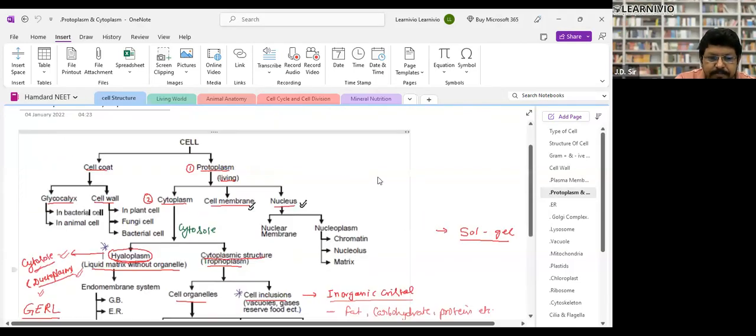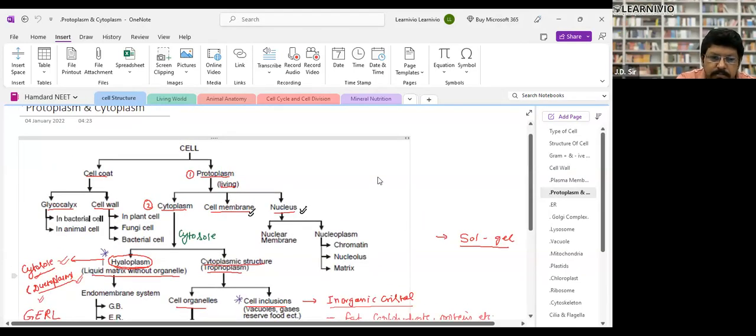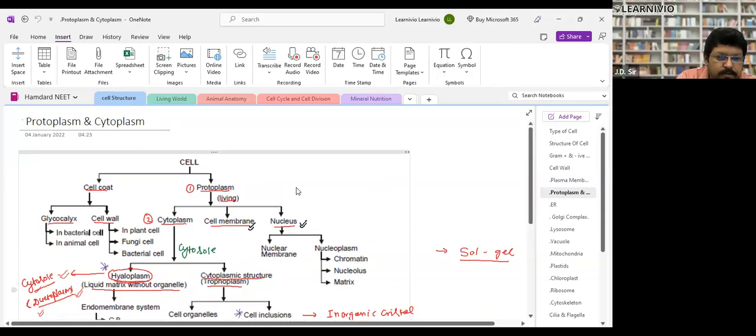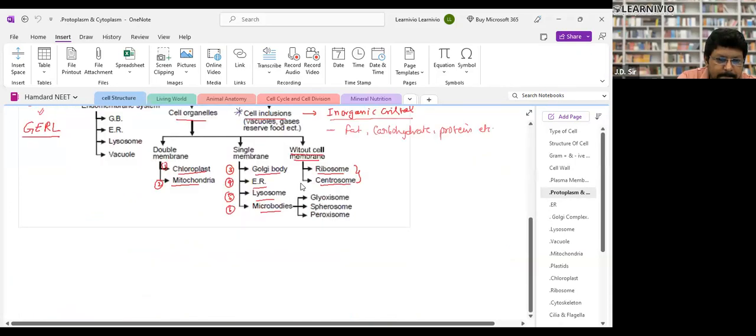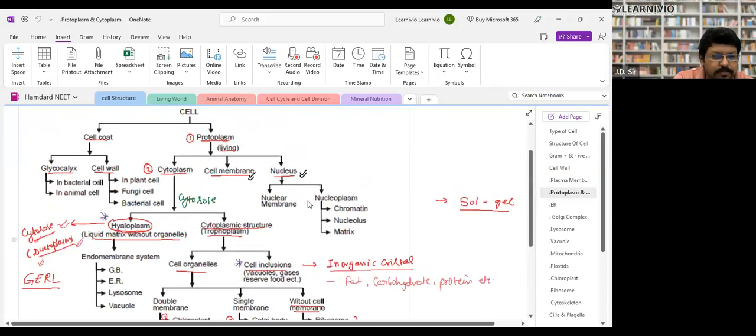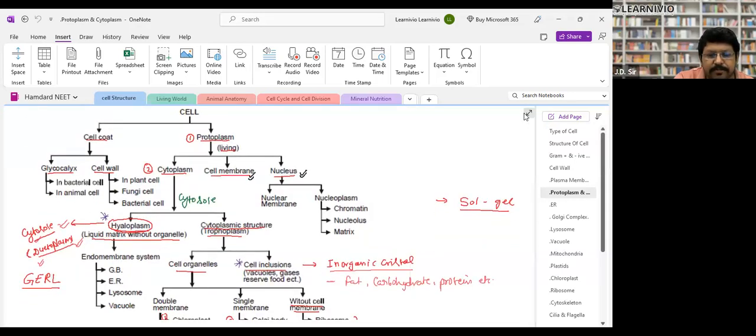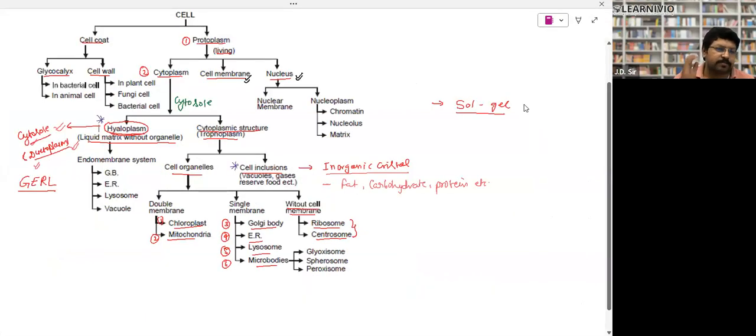Protoplasm. Just a minute. What is protoplasm? Fine. So try to understand this, Martin. By the way, this chart is for the medical only. So you have to note down certain things, not everything. Martin, try to understand what I am explaining.